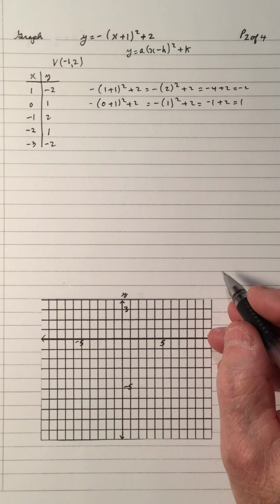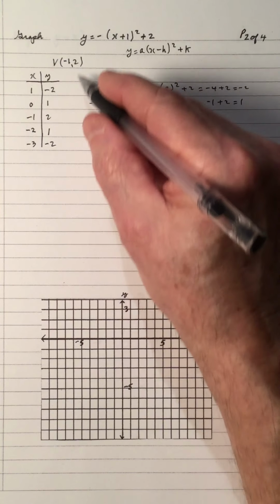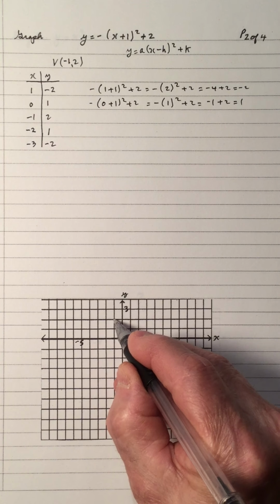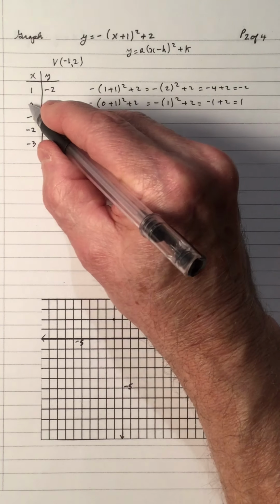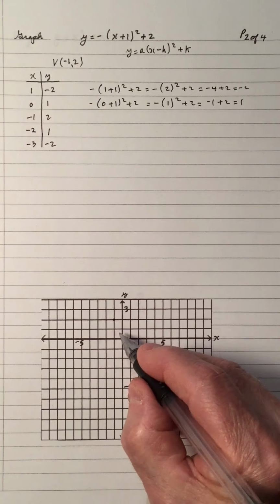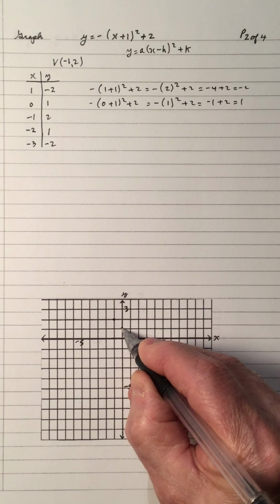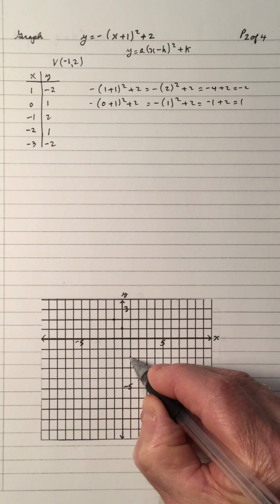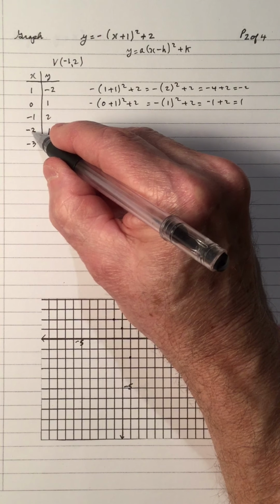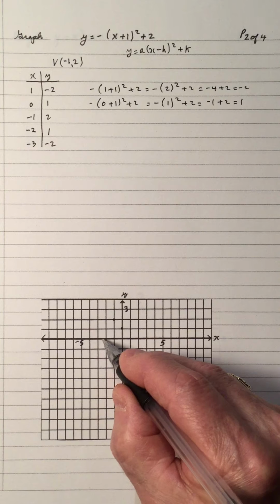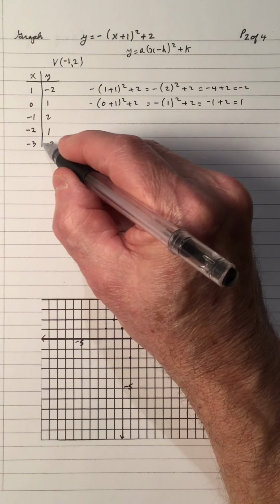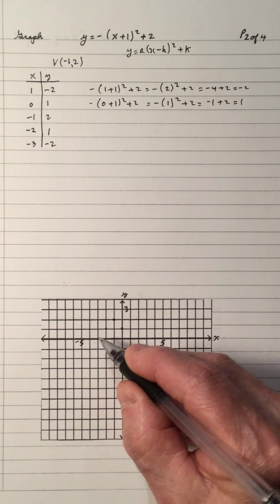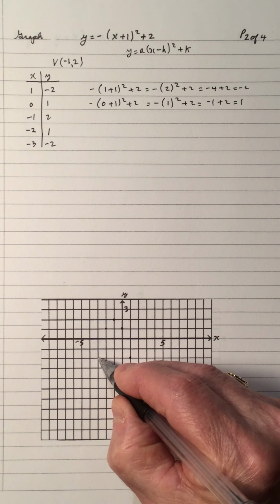So let's plot these values. The vertex is negative 1, 2. X is negative 1, y is 2. And we got x is 0, y is 1. X is 1, y is negative 2. And so on the other side, negative 2 gives me a 1. X is negative 2, y is 1. X is negative 3, y is negative 2. Start at 0, 0, negative 3, negative 2, right there.